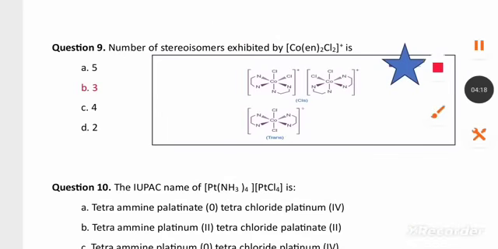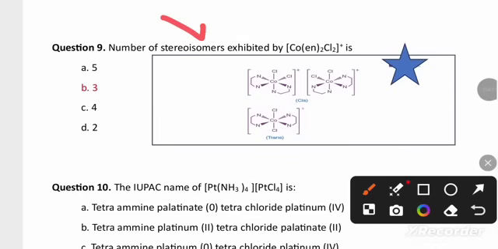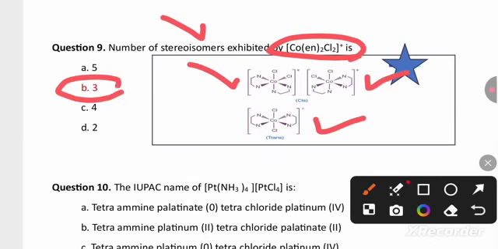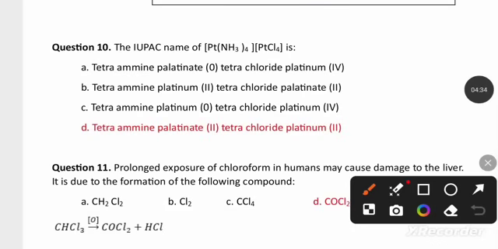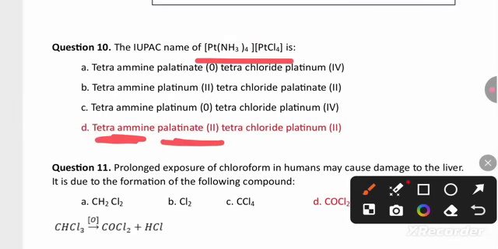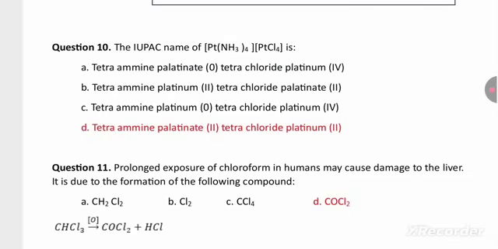Another question from the coordination compounds chapter: the number of stereoisomers exhibited by this coordination complex. This coordination complex can exhibit 2 cis isomers and 1 trans isomer. That's why it will exhibit 3 stereoisomers. Another question from coordination compounds: the IUPAC name of this complex is tetraammineplatinum(II) tetrachloroplatinate(II).